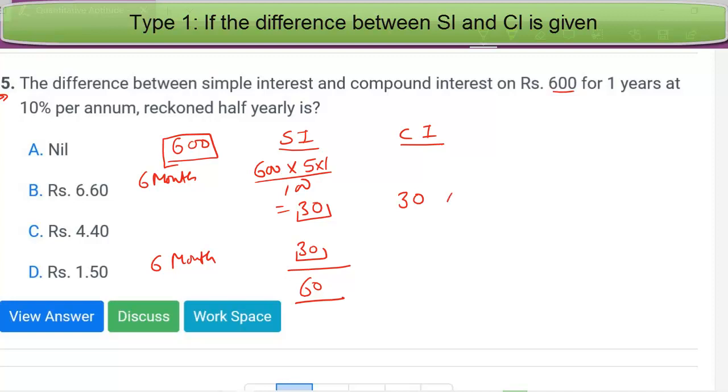30, and rate of interest is 5 and period is 1, and divide this by 100. So this will give me 1.5. So 1.5 rupees will be the difference between the simple interest and compound interest. So option D is correct.